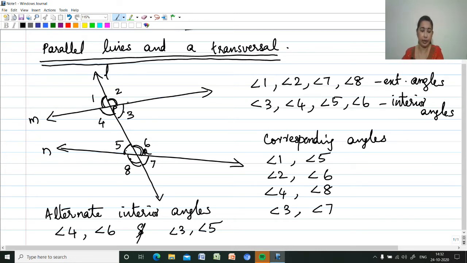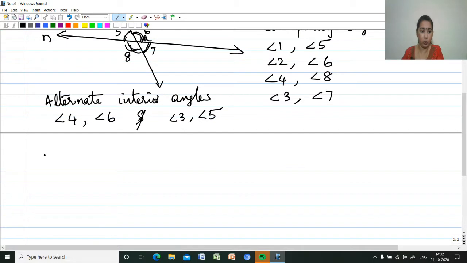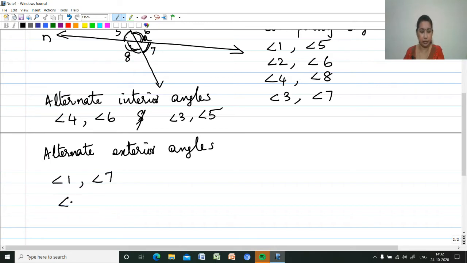Which are alternate exterior angles? Alternate exterior angles are angle 1 and angle 7, same way angle 2 and angle 8. So, we have to write here alternate exterior angles: angle 1 and angle 7, then angle 2 and angle 8.